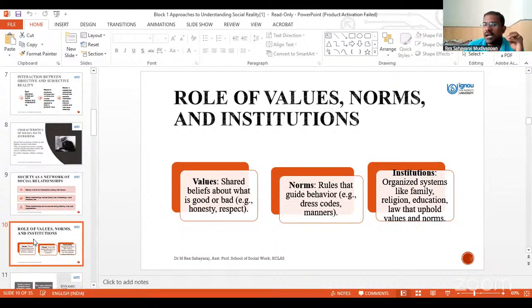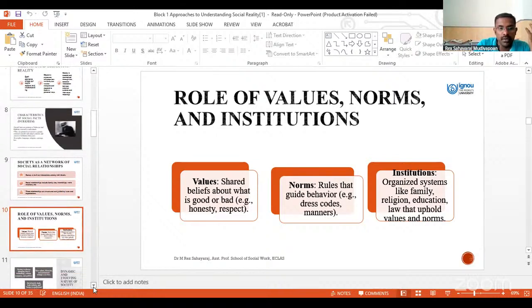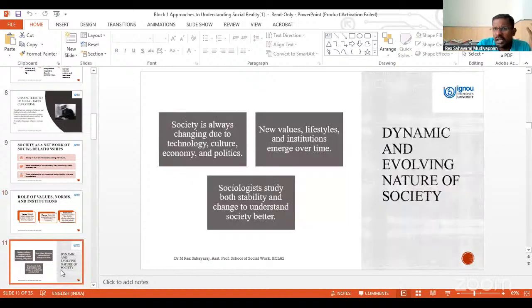And institutions organize systems like family, religion, education, and law, and uphold values and norms. So institutions is a broader term, which will help you to go ahead with your values and norms. Okay, so you have the dynamic and evolving nature of society. As I have said, Emile Durkheim says that society will evolve, right? Evolve means it will go from one stage to another stage, it will move from a particular thing to another one. That means it will evolve through adopting various cultures, various norms, various values.